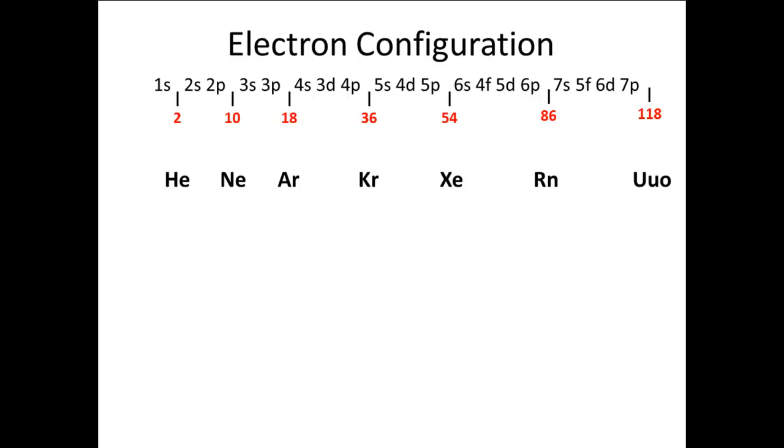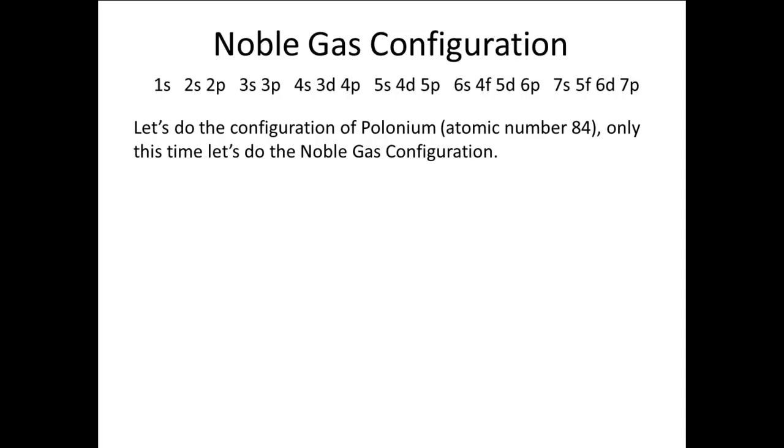Just as we found writing the configuration to be a lot shorter in time and space than drawing orbital filling diagrams, we now have a shorter way in time and space to write the configuration. It is called the noble gas configuration. So, let's try the problem again. Only this time, let's write the noble gas configuration.